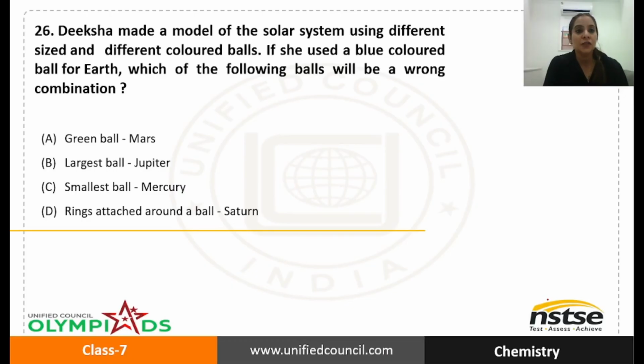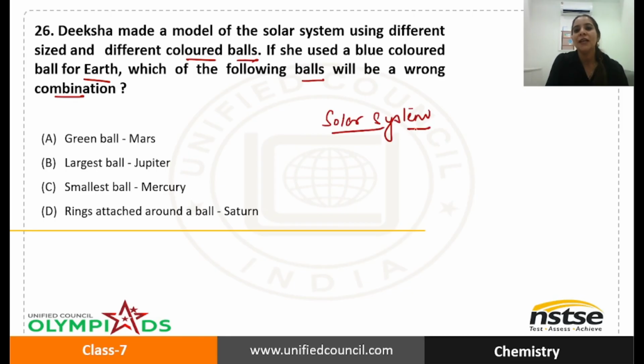Okay. Now the question says here that Diksha made a model of solar system using different sized and different colored balls. So this question says that there is a student Diksha. She made a model of the solar system using different sized and different colored balls. If she used a blue colored ball for Earth, which of the following balls will be a wrong combination? I hope you all know, but before looking at the options, I am going to tell you something about solar system.